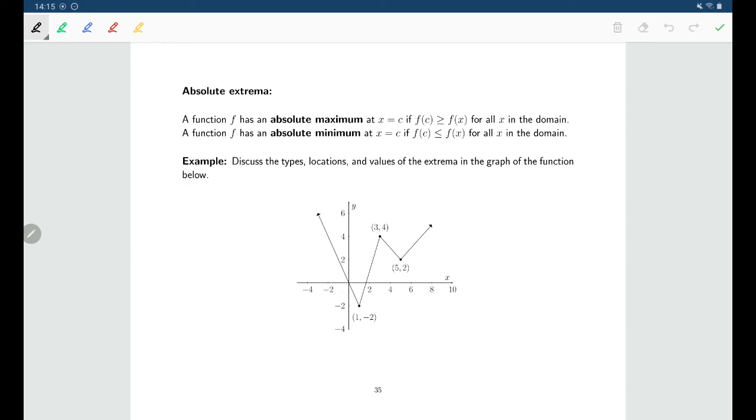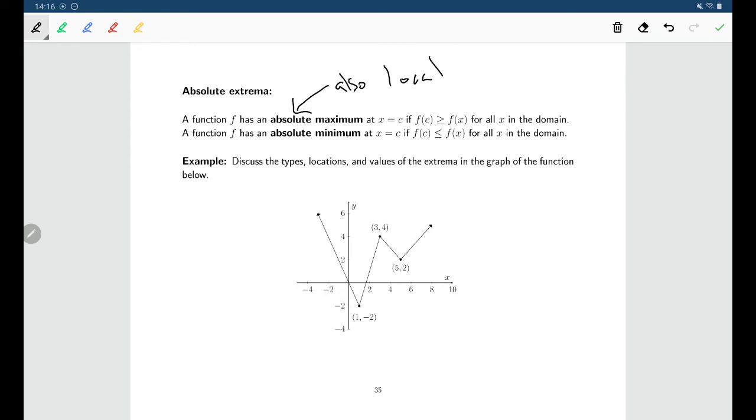An absolute maximum is one that has the largest y value for all the x's in the domain. So in other words, it is the largest y value out there. That would be the absolute maximum. And similarly, the absolute minimum would be smaller than all the other y values in the domain. Now, of course, one thing that's true is if you're an absolute maximum or an absolute minimum, you would also be local as well.